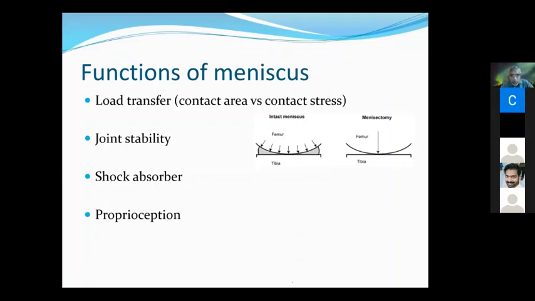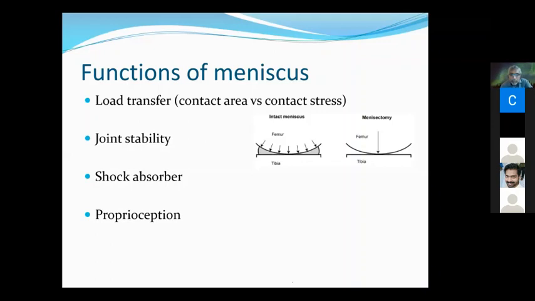The most important thing is load transfer. The body weight is being transferred over a wide area thanks to the meniscus. The contact area between the femur and the tibia is widened thanks to the meniscus. If you do a meniscectomy, the area is obviously reduced and the stress is increased. So contact stress goes up.